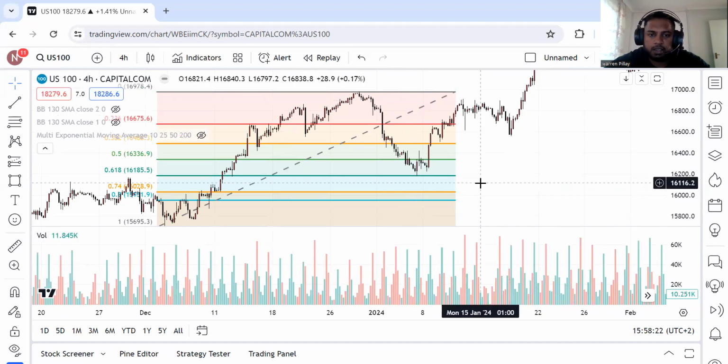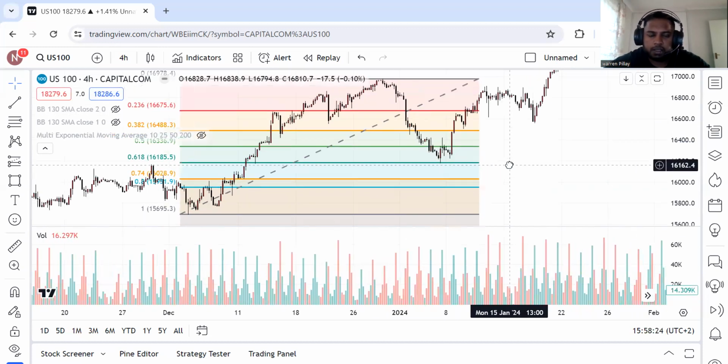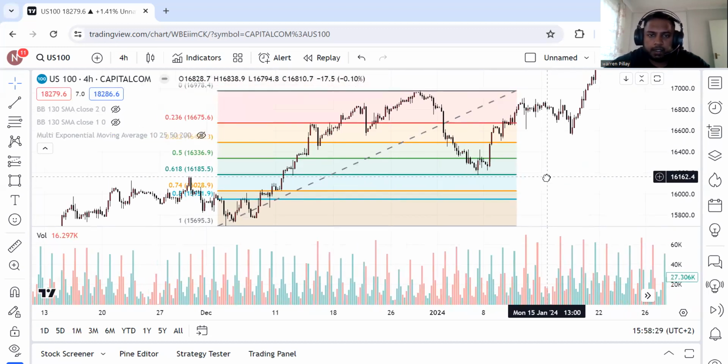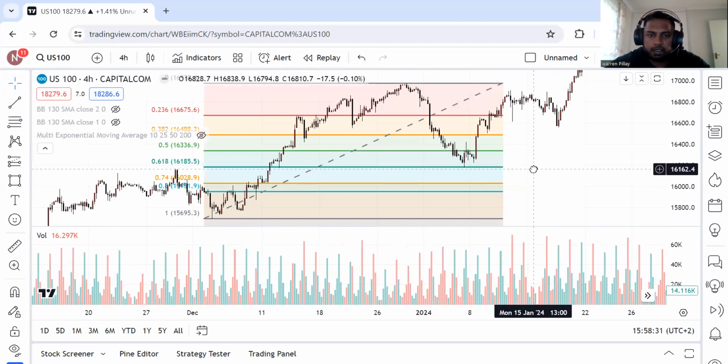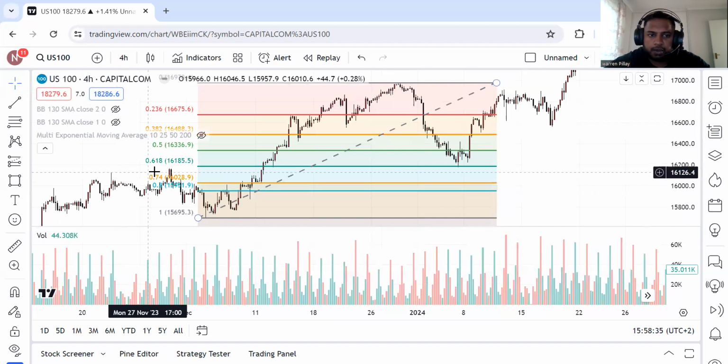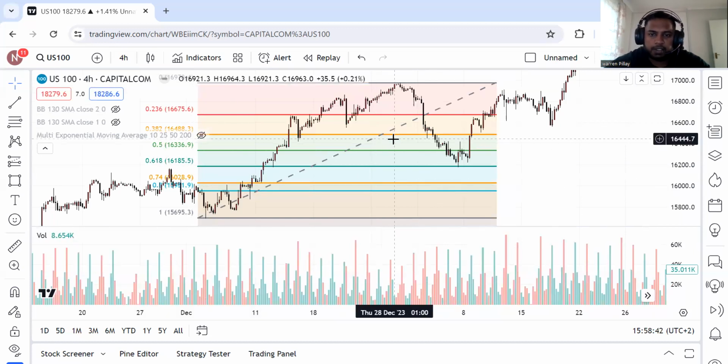A lot of people call this the golden zone, but a lot of times it can even respect any other level, right? But if you look at why it respected this, is because you had this and you had a support and resistance also, right? So it's like two confluences before it moved up.